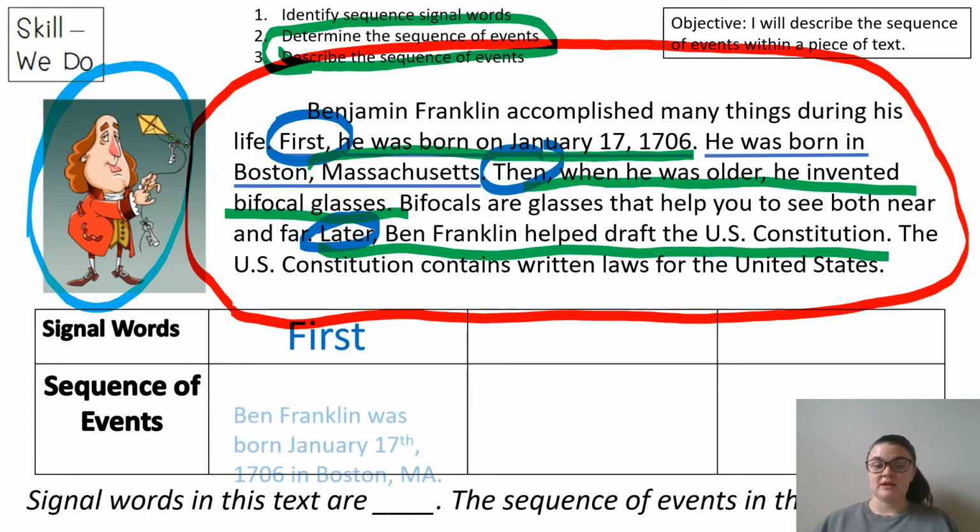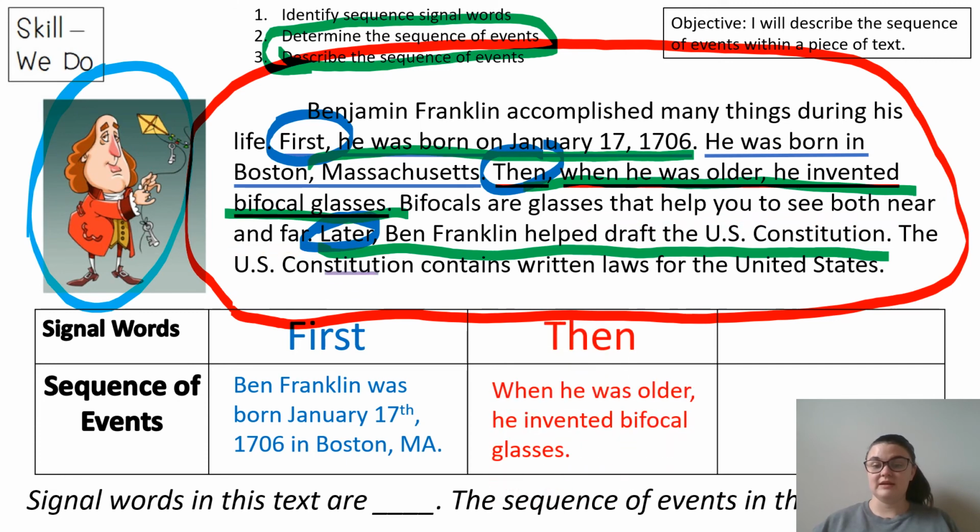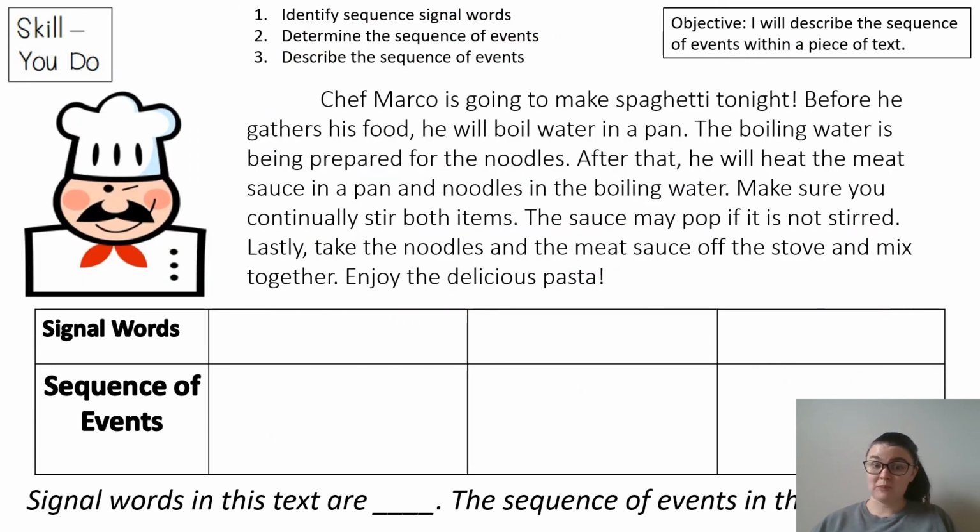First, Ben Franklin was born. Then he invented those glasses. And last, or later, he helped make the U.S. Constitution, which we still use today in our country. Pretty cool.